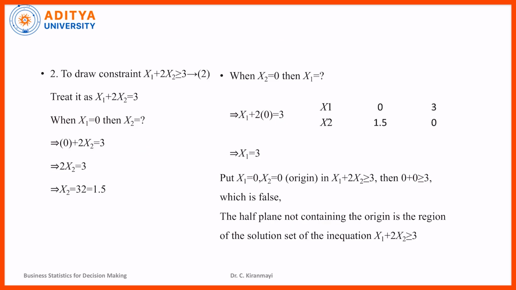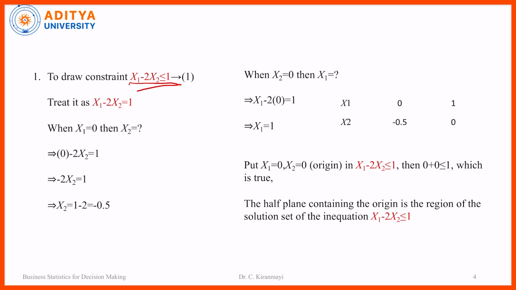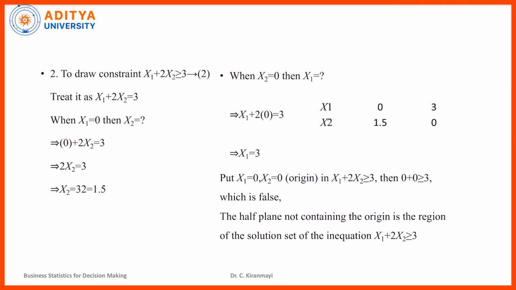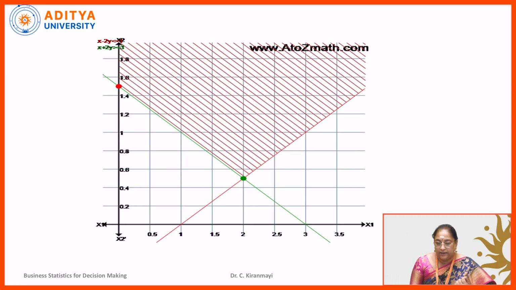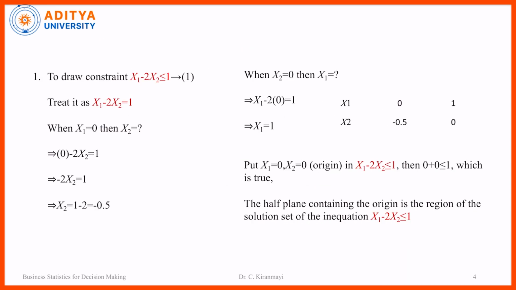And also another equation, x1 minus 2x2. Here also when we put x1 as 0, x2 is going to be minus 0.5. Likewise, if we substitute x2 as 0, x1 is going to be 1. So, for this constraint the coordinates are 1 and minus 0.5. This is how we first have to obtain coordinates for the two inequalities.